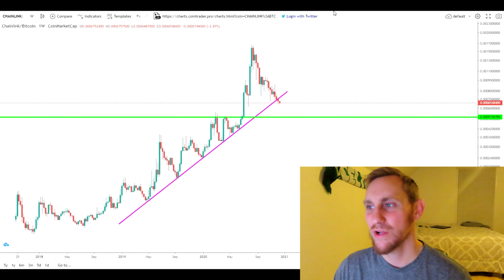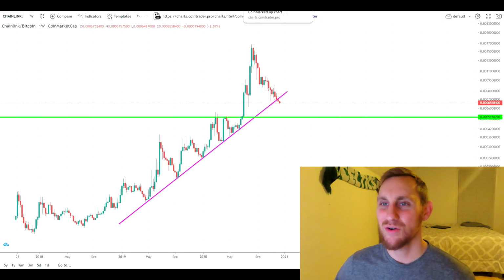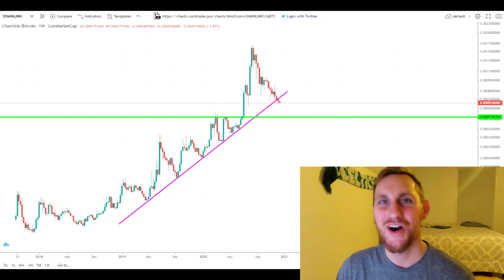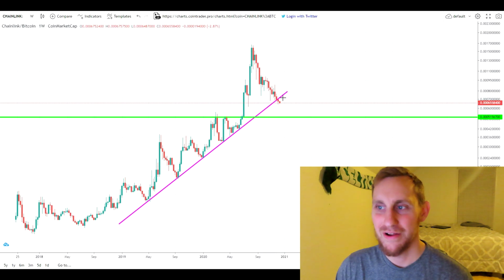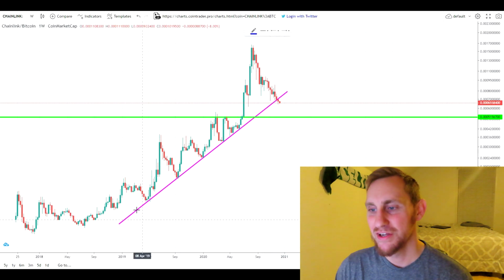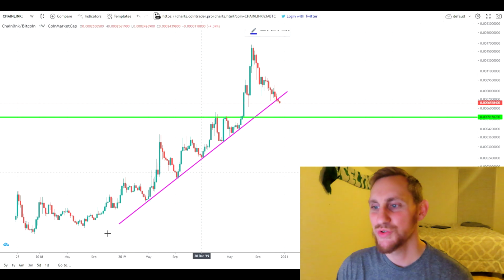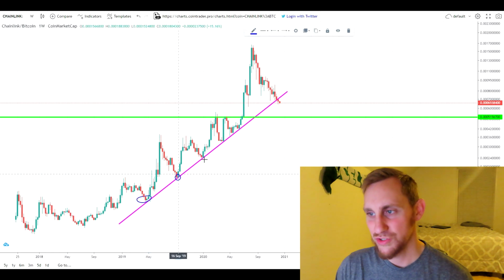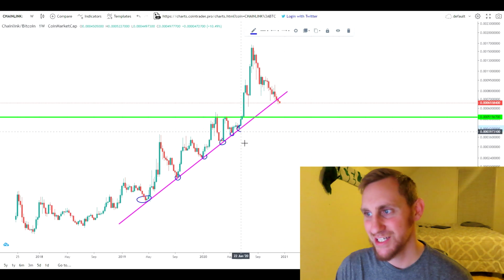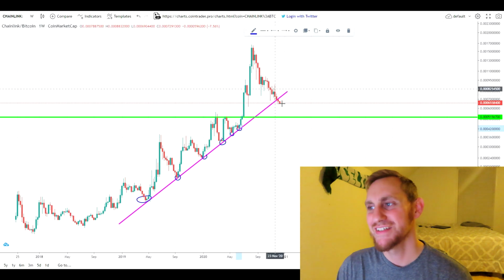Now I wanted to take a quick look at the CHAINLINK Bitcoin pair and see what is going on with that. So we did just break a major support level on the CHAINLINK Bitcoin pair. As you can see right here, this was such a huge support level all the way since pretty much April 2019. You can see we got 1, 2, 3, 4, 5, and 6 touches on this, and we recently did just break it.